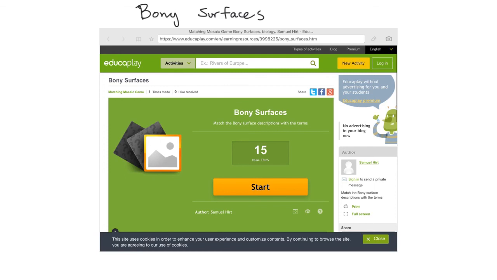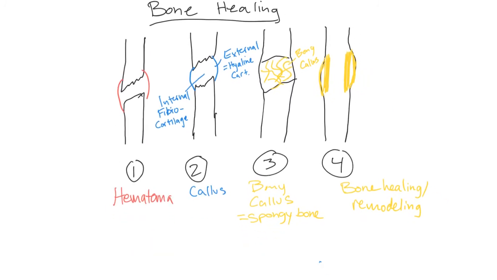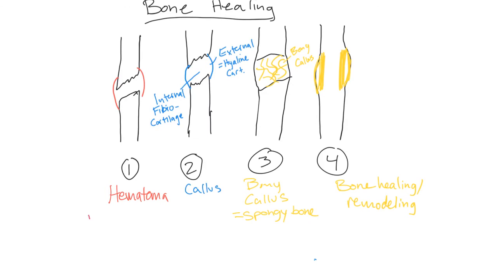So, just to review, because I wasn't recording, a hematoma forms. What cells are going to be important at the hematoma? We talked about a couple of them. Okay, you're going to have red blood cells, white blood cells.